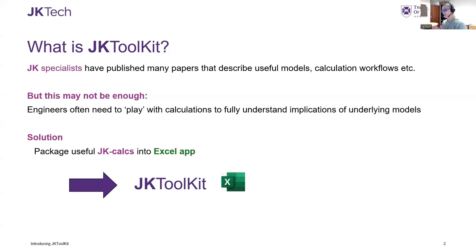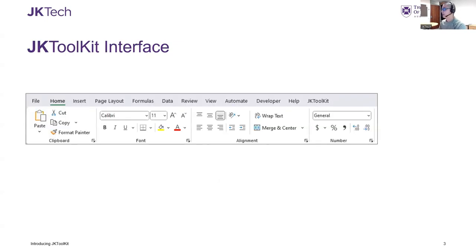So out of this thought process, Toolkit was born, and in particular, the idea of hosting it in an Excel app. And Excel is key to all this because it's everywhere. Not everybody knows how to code in Python, not everyone has access to MATLAB, but everyone has Excel. It's ubiquitous, and you can't get away from it.